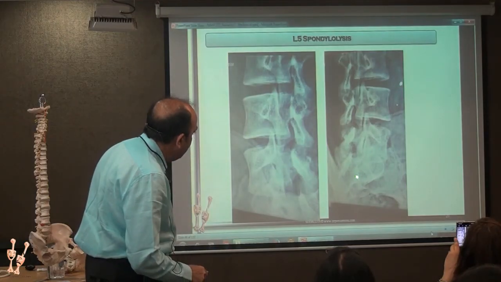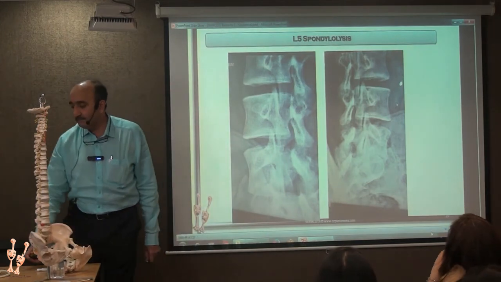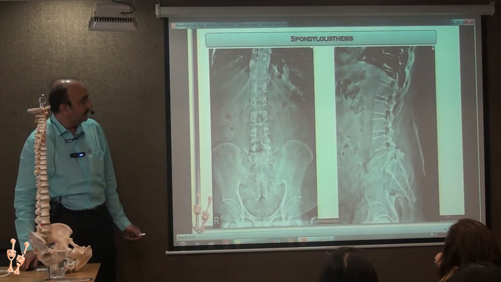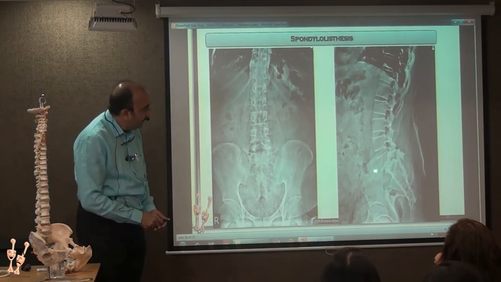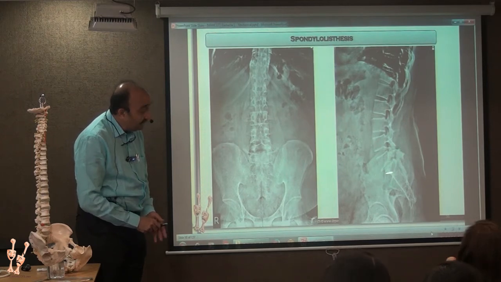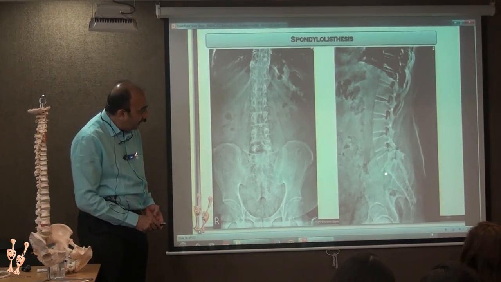Here also you see there's a lysis. Listhesis: one vertebra slipping in front of the other. And that's where the lysis is. So you have an L5 lysis with an L5-S1 listhesis. Now see, I was talking about stabilization. This was instability. Nature tried to stabilize it by throwing new bone here.